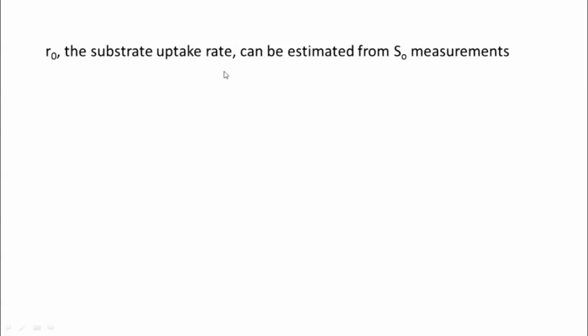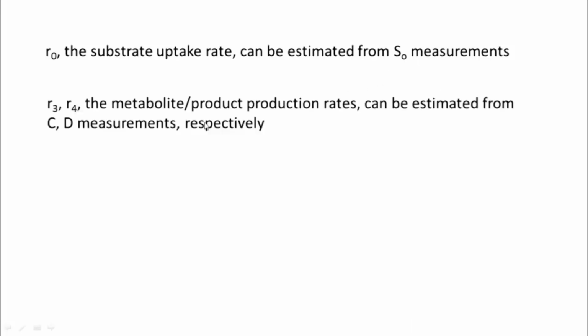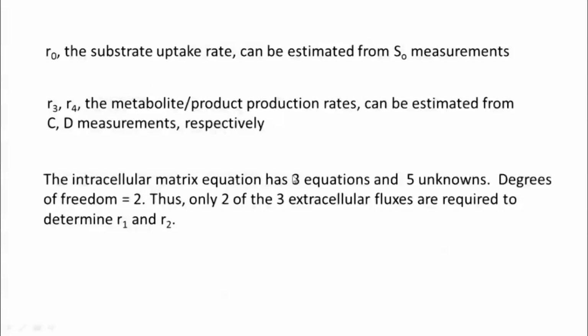R0, the substrate uptake rate, can be estimated from S0 measurements. That directly gives you R0. R3, R4, the metabolite or product formation rates, can be estimated from C and D measurements respectively.